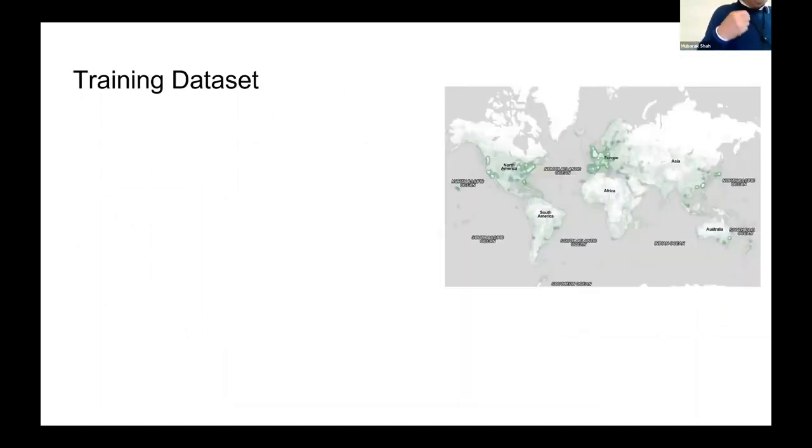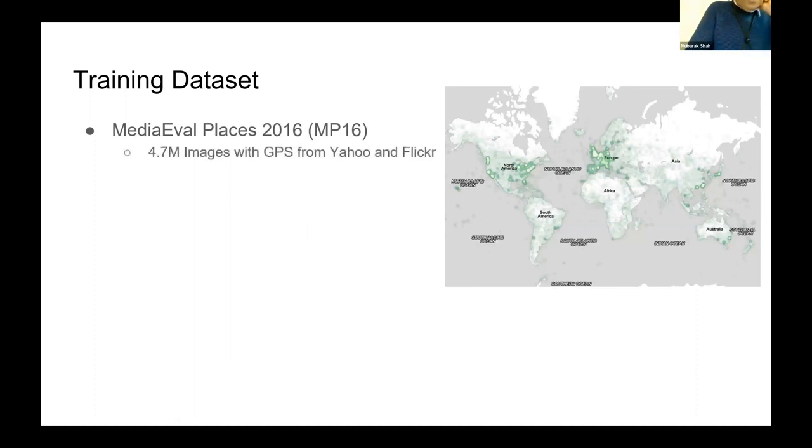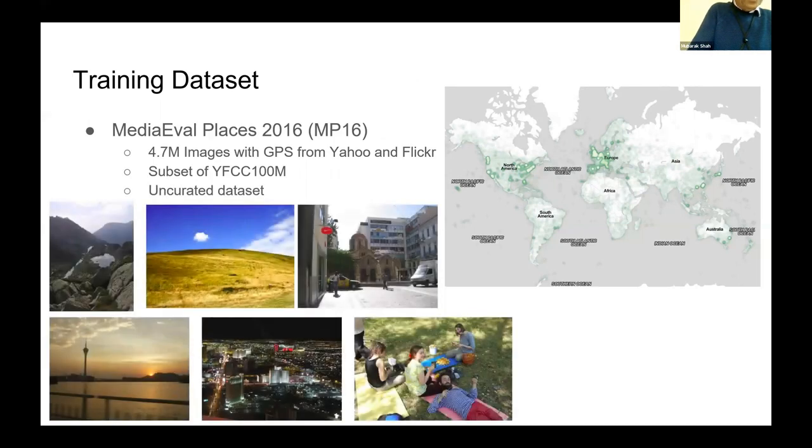Now, how do we train this network? The training dataset typically used is MP16, the Multimedia Commons Places 2016. It is about 4.7 million images with GPS from Yahoo and Flickr, and it's shown here, the different areas where these images come from. It's a subset of YFCC 100 million. It's not really a curated dataset, but it's widely used. These are examples of typical images from this dataset.